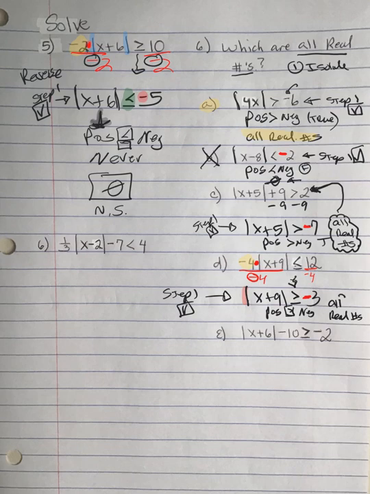So again, this isn't your answer. Your answer is either all real numbers or no solution. Writing your answer as positive greater than negative is true is not your answer. Your answer is either all real numbers or no solution. So this one is in all real numbers. This one's in all real numbers. This one's in all real numbers, right?